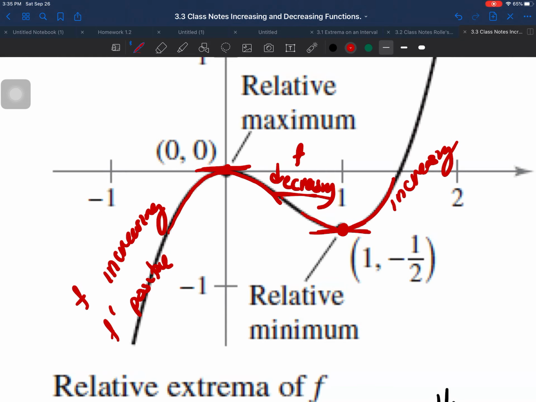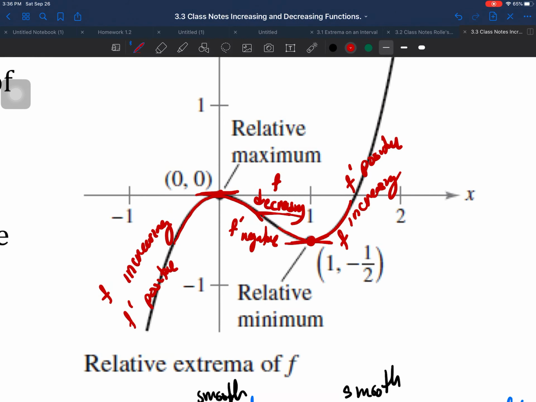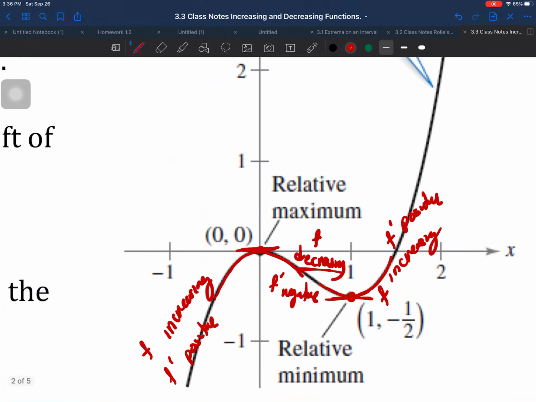F is decreasing when f prime is negative, and f is increasing when f prime is positive. So what we need to do is know about the derivative, whether it's positive or negative, and that will help us determine whether we have a relative max or relative min. So let me erase this real quick here.